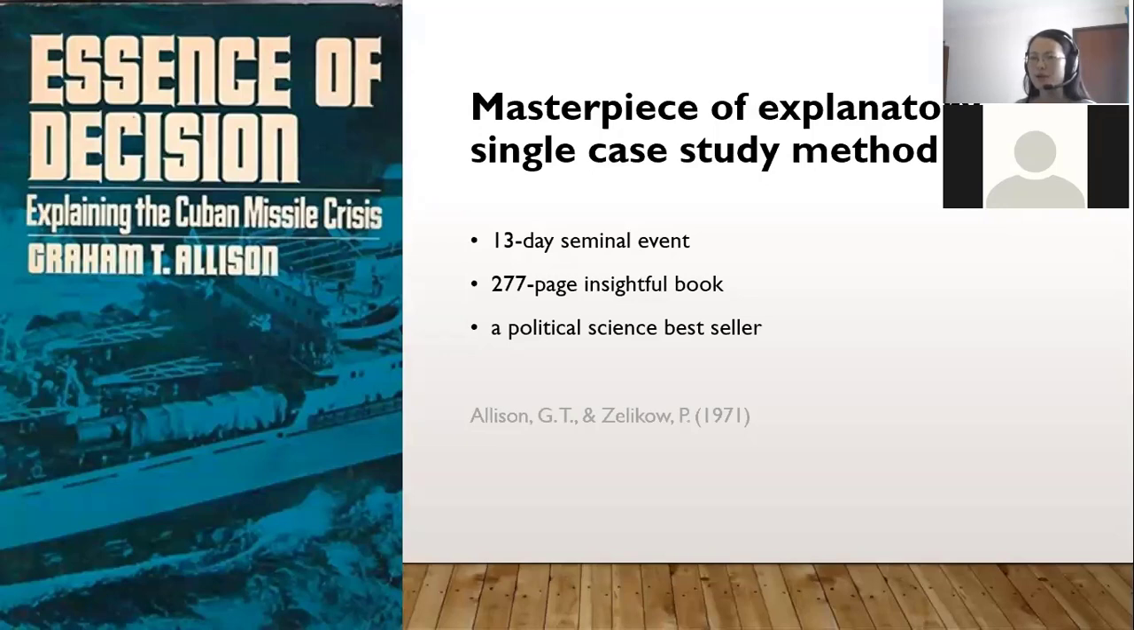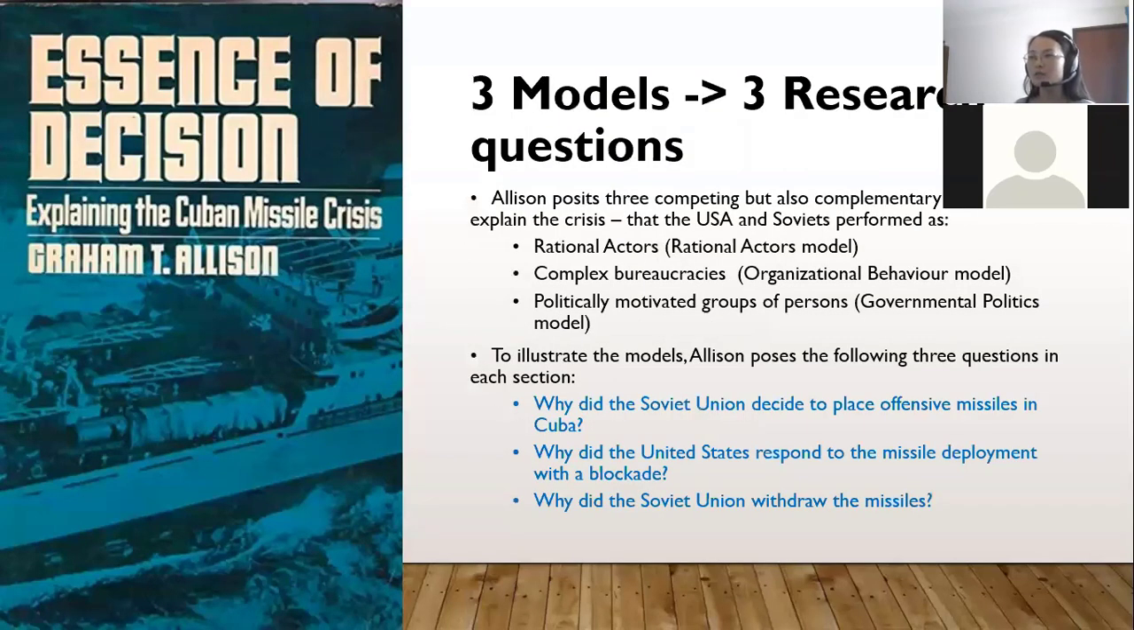So this case is very, very intense, and two scholars from Harvard University got appointed later, only 9 years after the encounters. These two scholars from Harvard University started investigating the case. And that led to a very popular political science bestseller called Essence of Decision. That is a 277-page insightful book based on this 13-day seminal single event, single case. And this is a masterpiece of explanatory single case study because they actually use 3 models to address 3 research questions.